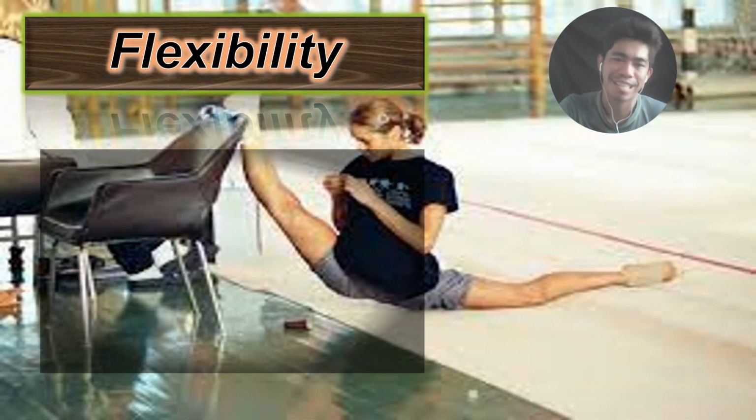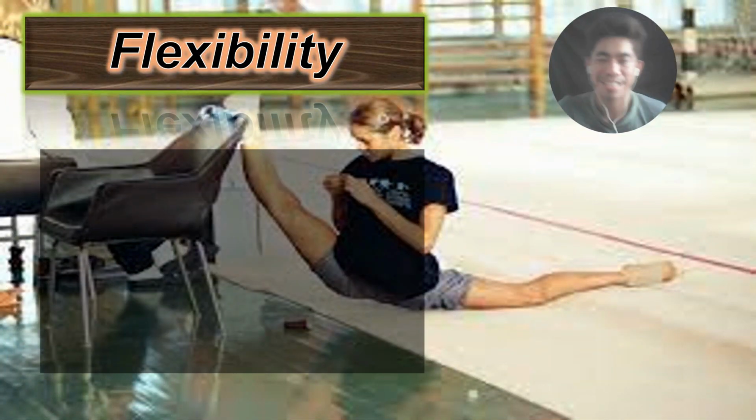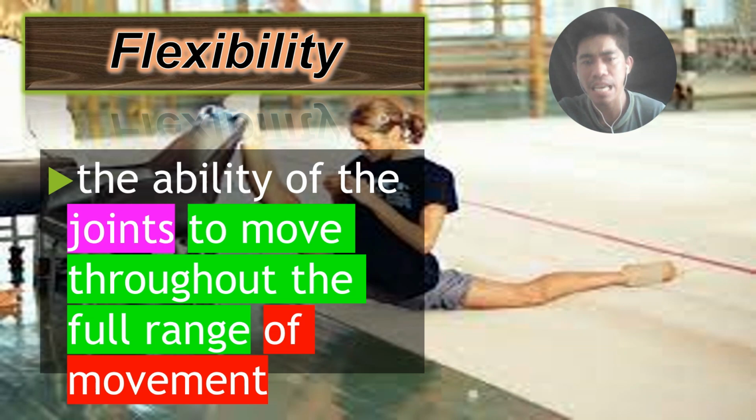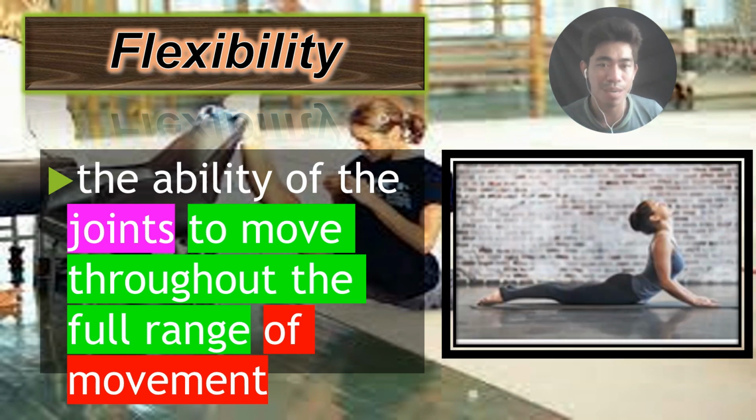The fourth health-related fitness that we have is flexibility. When we talk about flexibility, this is the ability of our joints to move throughout the full range of movements. An example for that is in my picture. Other examples are splitting, the zipper test, and many more.